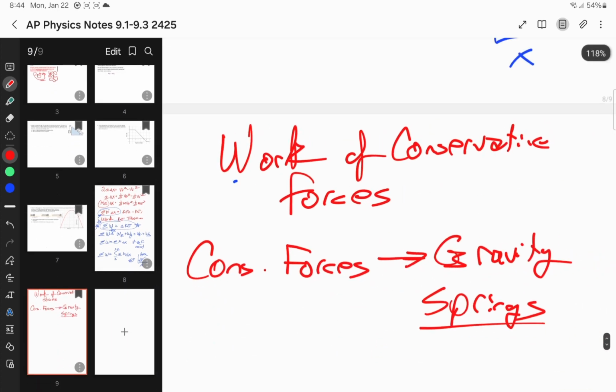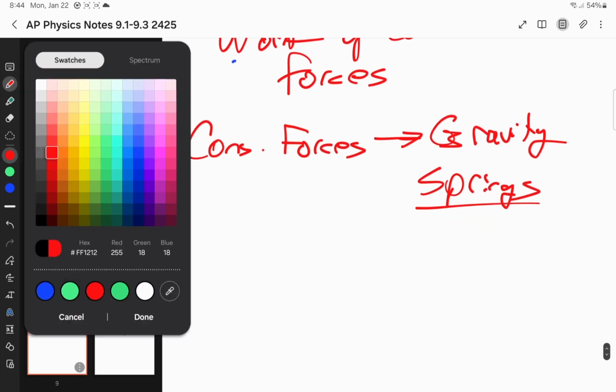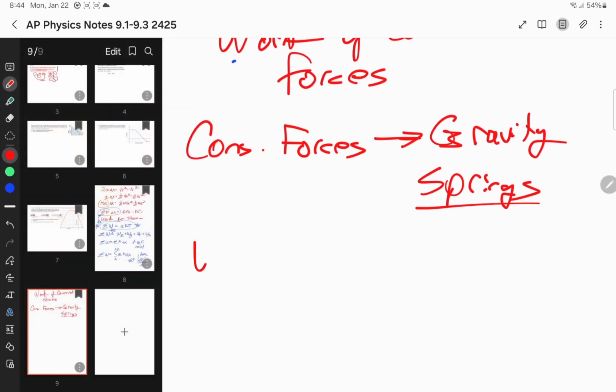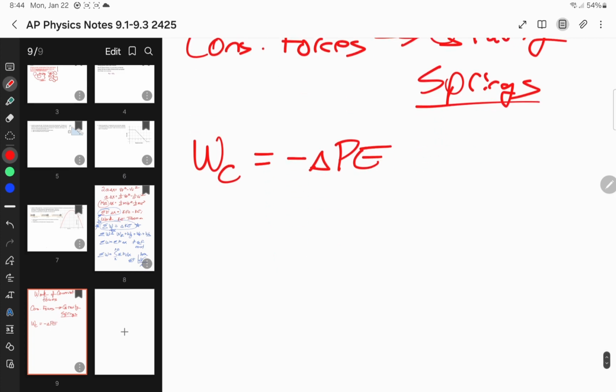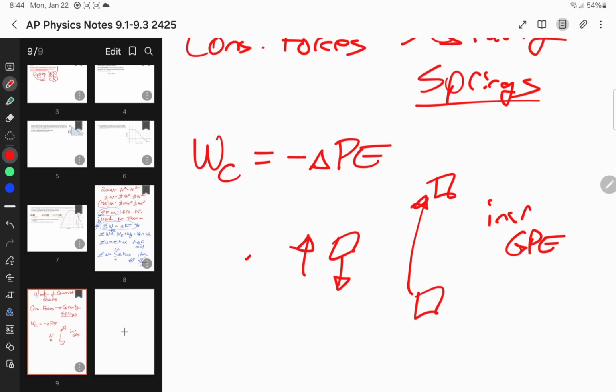All right? So what's true about the work of conservative forces? Well, it turns out that the work done by conservative forces is equal to the opposite of the change in potential energy. All right? Think about that. If I lift a box, then I'm increasing the gravitational potential energy, right? So my change in potential energy is positive. But as I lift it, my displacement is up, my force of gravity is down, so the work done by gravity is going to be negative.